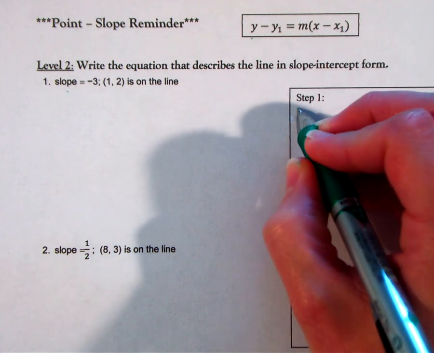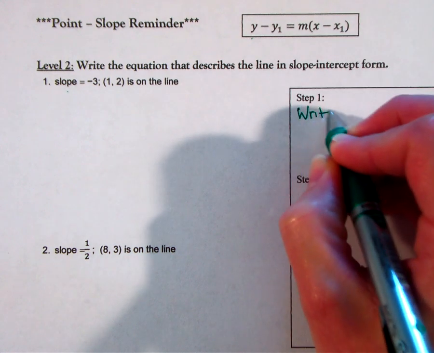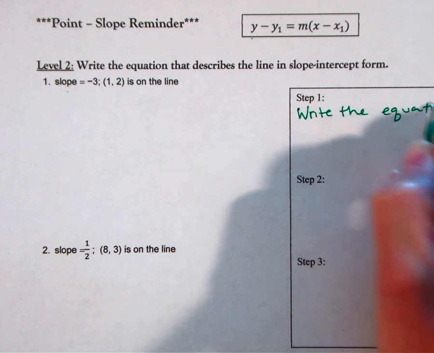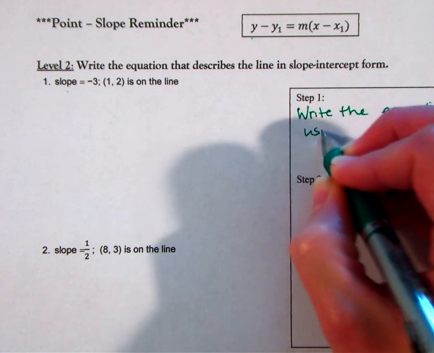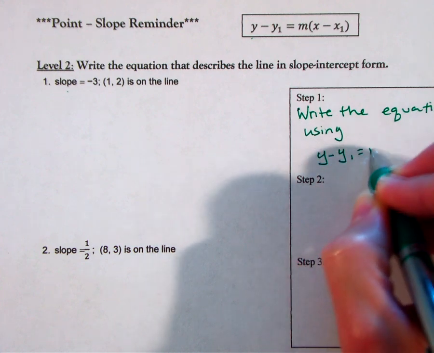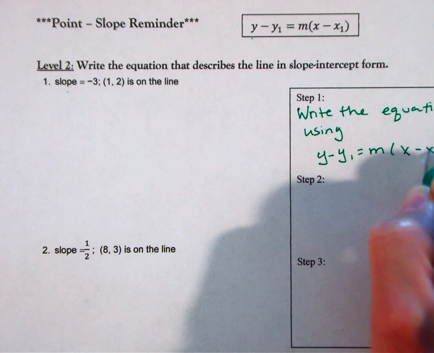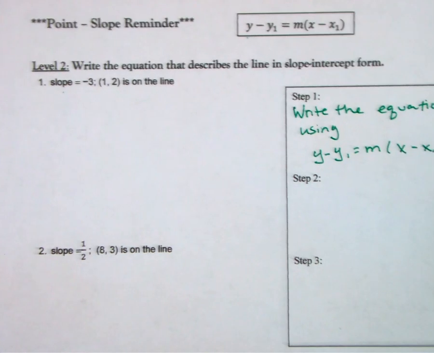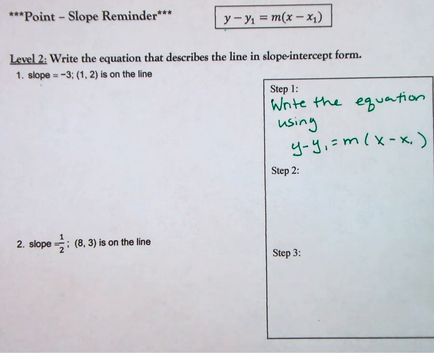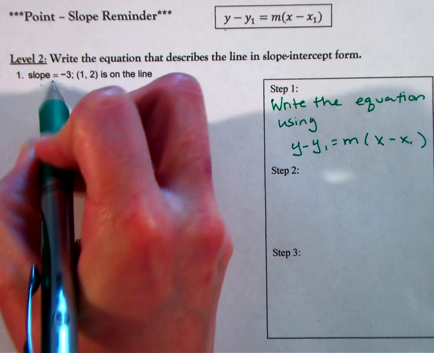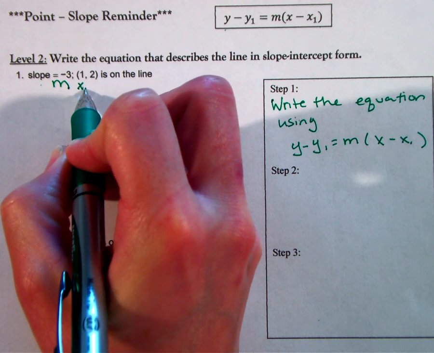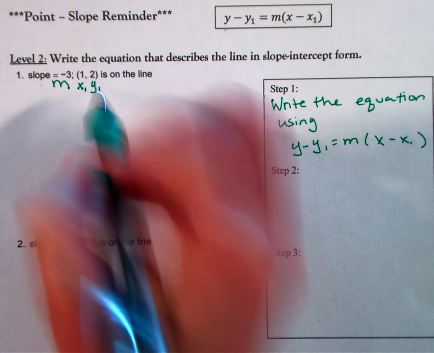So the first thing we're going to do is write the equation using y minus y sub 1 equals m times x minus x sub 1. But that's not the form that we wanted in the end, but let's just practice that part. We know slope is m, and then these two numbers, this will be your x sub 1, and this will be your y sub 1.